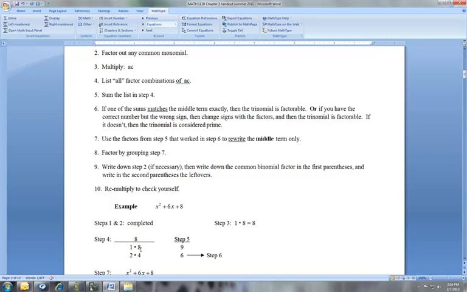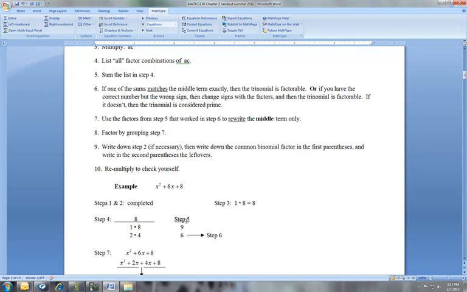And this is why I said quote-unquote all factor combinations. So I've broken up into the factors. Next thing I'm supposed to do is look at this and add them. 1 plus 8 is 9, 2 plus 4 is 6. I'm looking for one of these sums that matches the middle. Technically what I'm doing is FOIL in reverse, so I'm trying to break up the middle. So I found my number, and it says right here, if one of the sums matches the middle term exactly, the trinomial is factorable. So I'm going to use those factors, which is 2 and 4, to rewrite the middle.